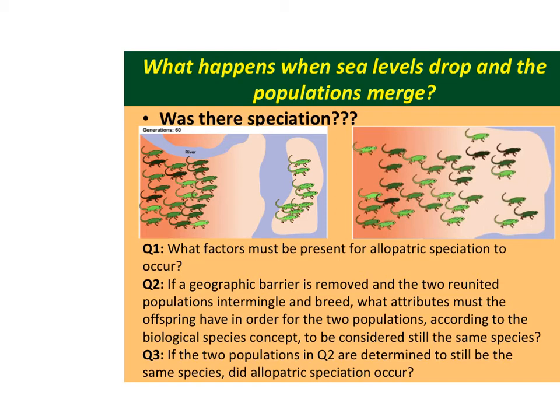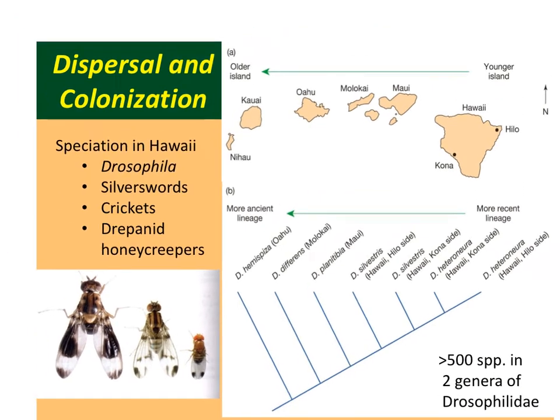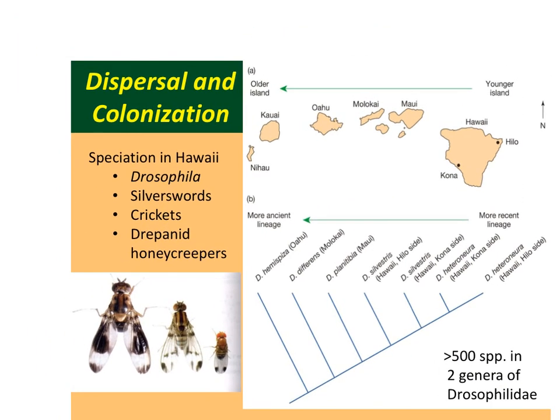If it's removed, and the two reunited populations breed, what attributes must offspring have in order for the two populations? According to the biological species concept, if the two populations in question are determined to still be the same species, did allopatric speciation occur? No. Okay.